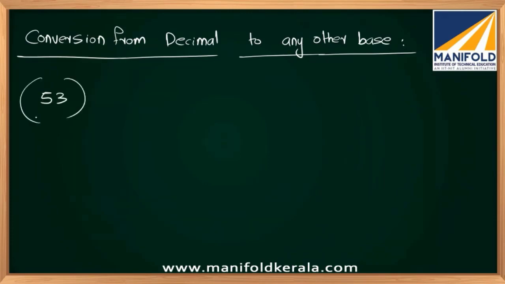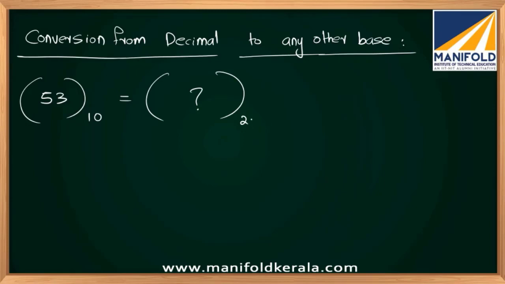This is given in base 10, and I want to convert it into its base 2 binary representation. It can be any base, say base 5, but let's take a binary representation. Suppose I want to convert it into base 2 representation.